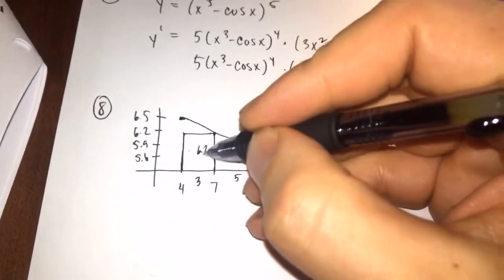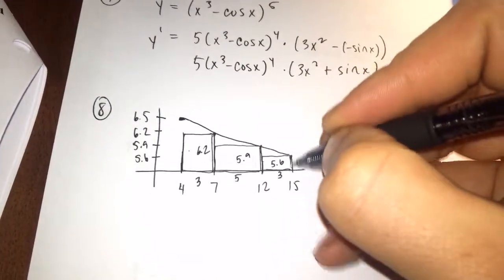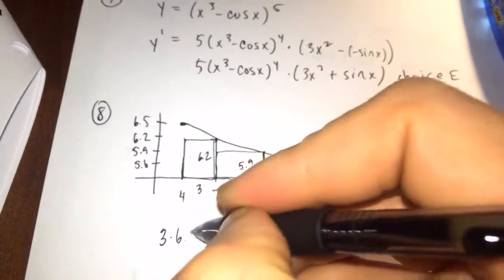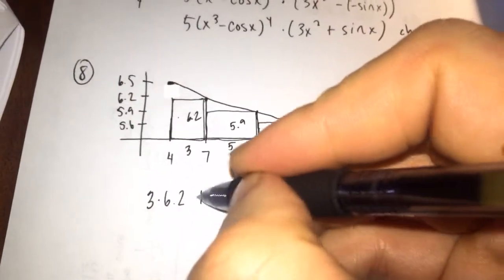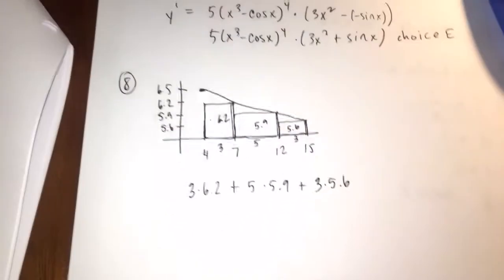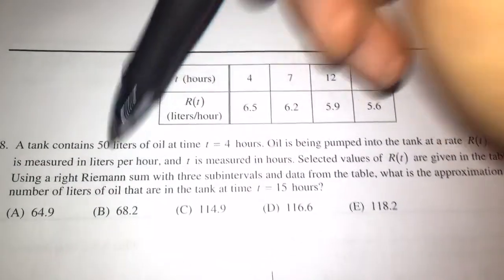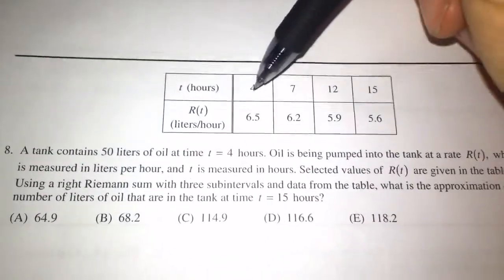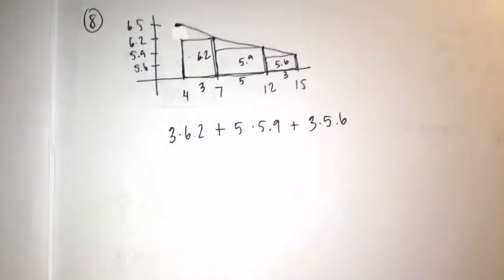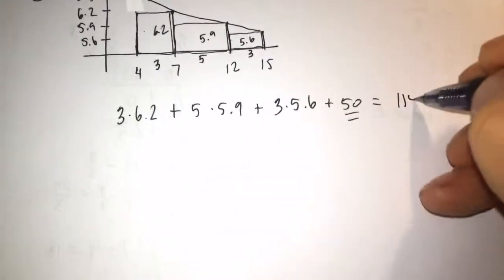So to find the area of these 3 rectangles, I know that this is 3 and this height is 6.2, this is 5 and this is 5.9, this is 3 and this is 5.6. So I'm going to do 3 times 6.2, and I'm going to add that to 5 times 5.9, and I'm going to add that to 3 times 5.6. Now there's a piece of information here that some of us probably overlooked, was the fact that it says that a tank contains 50 liters of oil already at time 4. So what I have to take into consideration is all of this, and then I have to add 50 to get my answer of 114.9, and then this is choice C.